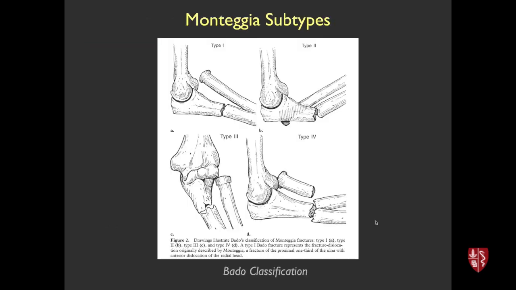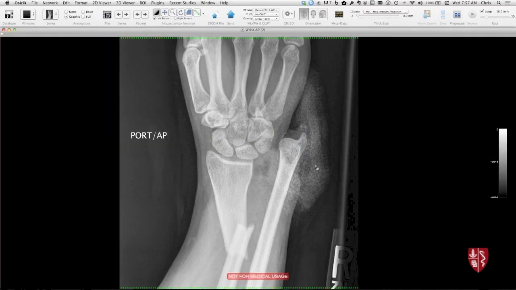Of course, like everything in orthopedics, there's subtypes of the different injuries, and we won't dwell on that because it's not necessarily that important, but you can have the radius displaced in different directions. So this would be more anterior dislocation of the radial head. Here's a posterior. Here's a little bit more of a radial or lateral direction. And then this one also has an associated fracture of the radius itself.